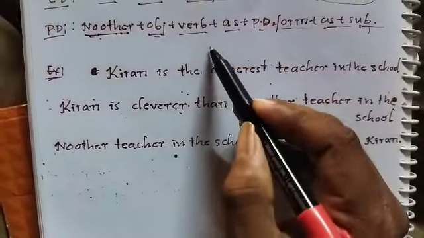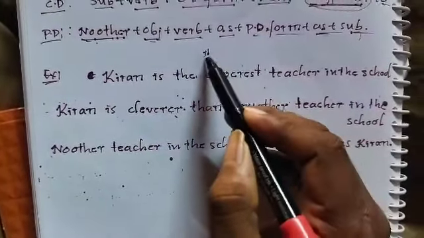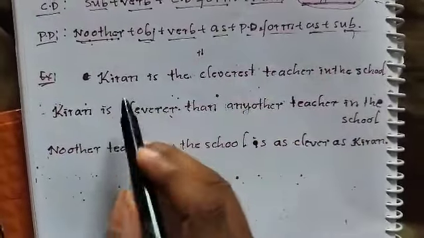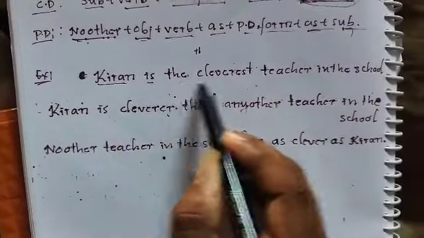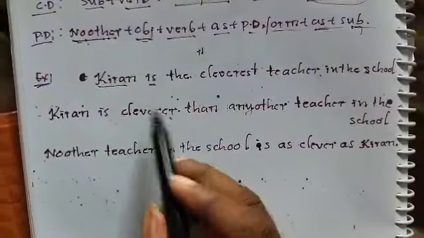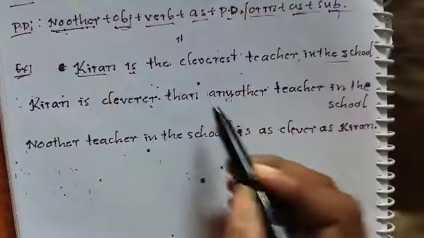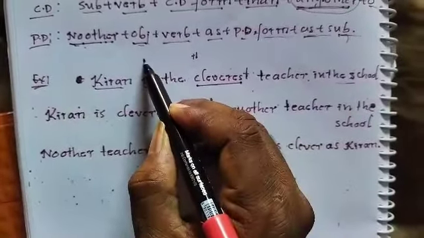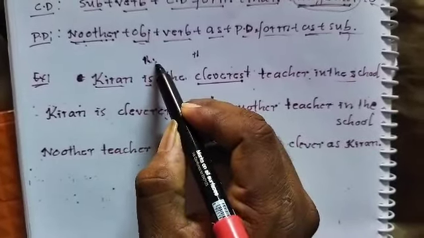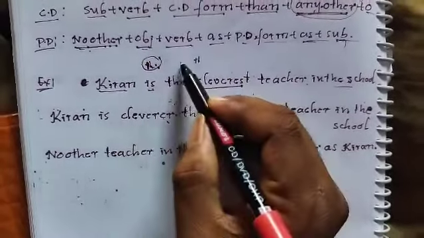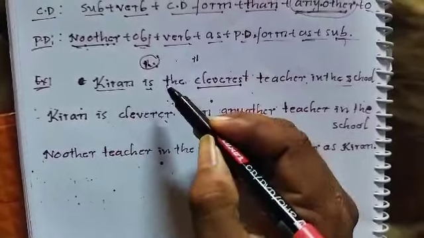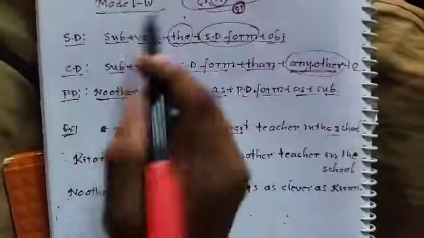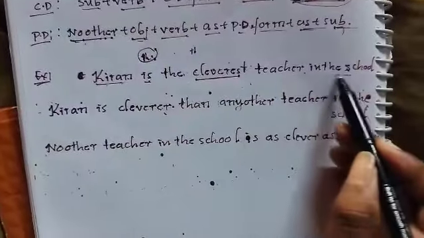Kiran is thinking that he is the only clever student, clever teacher. Kiran is thinking that he is the only clever teacher in the school. So how can we say it? Kiran is the cleverest teacher in the school. What is the meaning of that, cleverest? He is the only cleverest teacher in the school. So nobody is there after Kiran, anybody. So we can say this, the model 4 rule: Kiran is the cleverest teacher in the school.